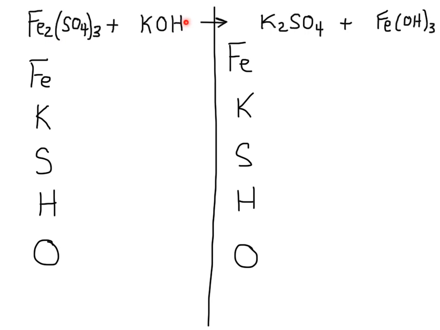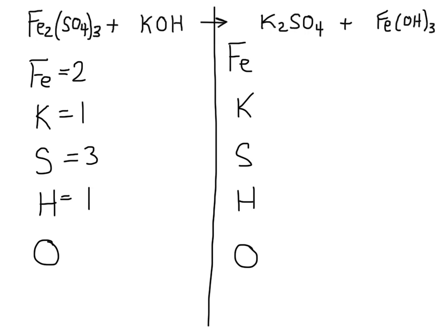So I'm going to count up all the elements over here on the reactant side. I have 2 irons. That little 2 tells me that there's 2 irons there, so put a 2 there. If I count up the sulfurs, I have 1 inside the brackets, but I'm multiplying everything inside these brackets by 3. So I actually have 1 times 3, so I have 3 sulfur. And then we have just 1 potassium. K is potassium. We have 1 hydrogen all by itself there.